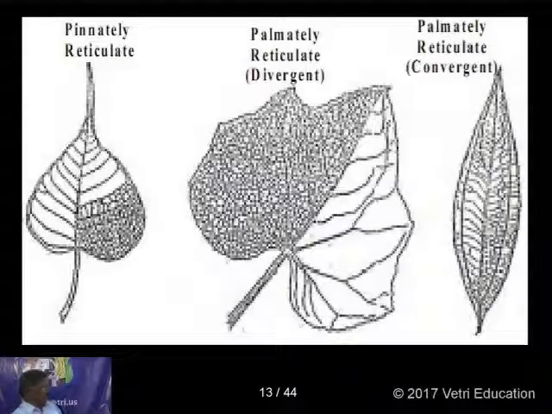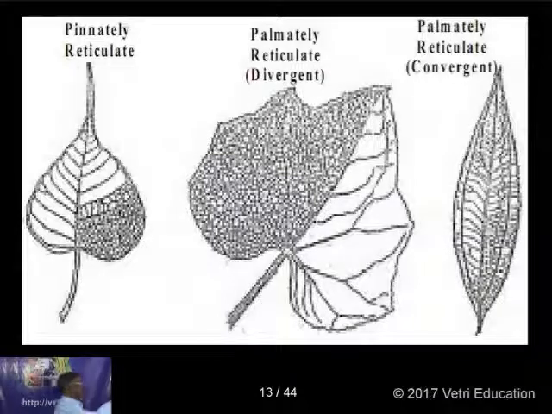So here the diagrams are given. Here is the normal one, the pinnately reticulate venation, where you can find only one central midrib. From this you can find the lateral veins and veinlets making a network. And regarding palmately reticulate venation, you can find many midribs. Here you can find 1, 2, 3, 4, 5 midribs. Here you have a number of veins going in different directions, that is called divergent, and when all meet at the tip, it is called convergent. That's all.